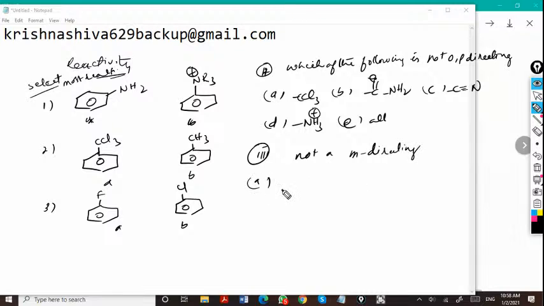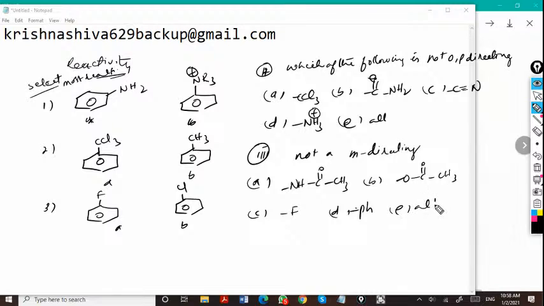So by tomorrow you must work out these groups and be able to decide which is an ortho-para directing group and which is a meta directing group. Mechanistic properties and everything we'll see tomorrow. So write your responses and try to work them out so that we can discuss more and more.